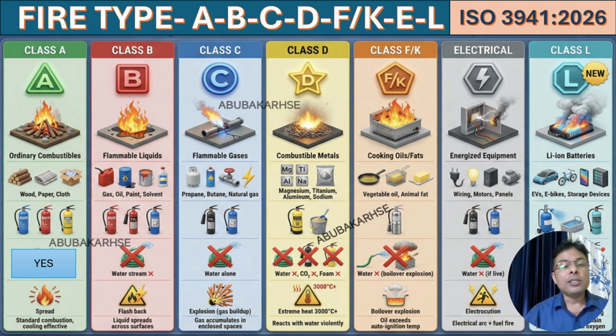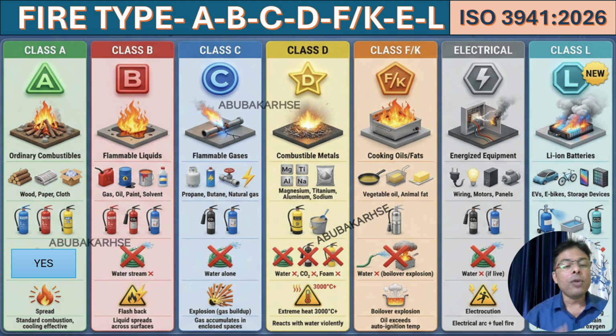Today I will discuss the total types of fire, which fire extinguisher is used to extinguish each fire, what the impact is, and how fire is classified. I will discuss all the details. The A type fire involves ordinary combustible materials like wood, paper, and cloth.